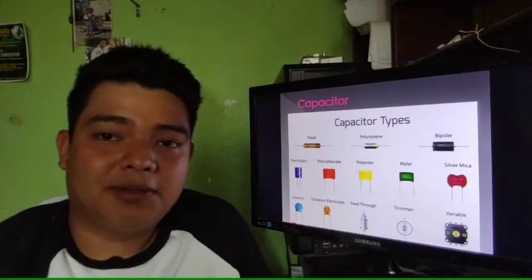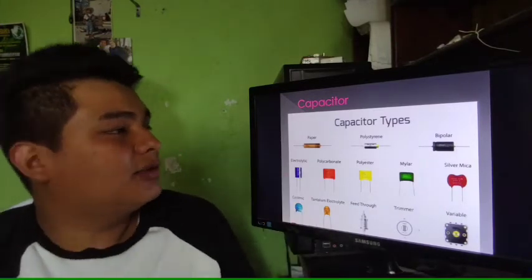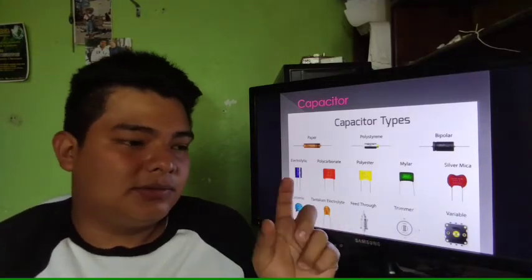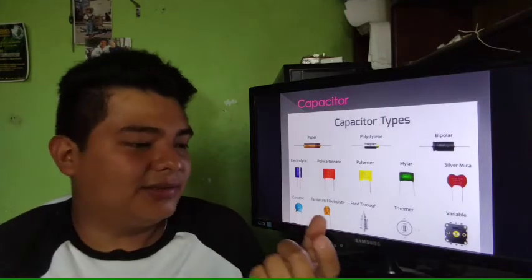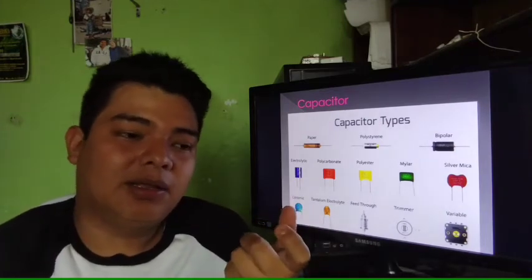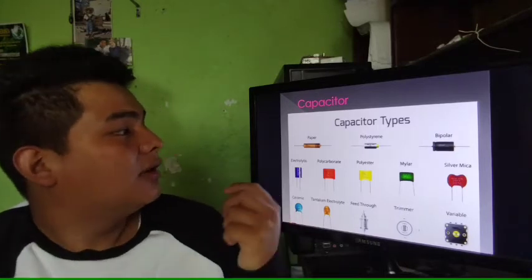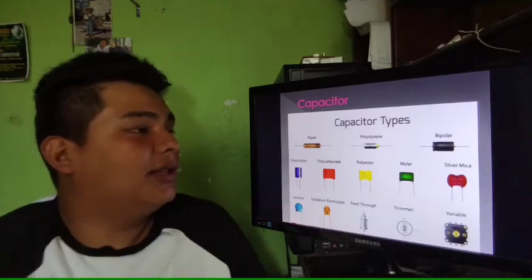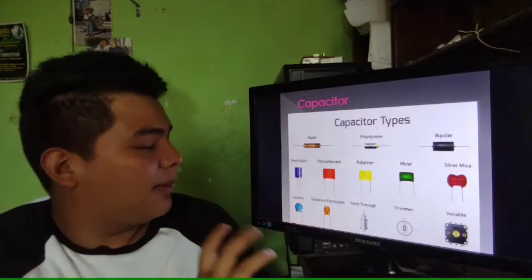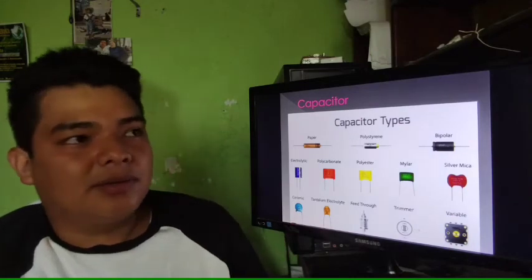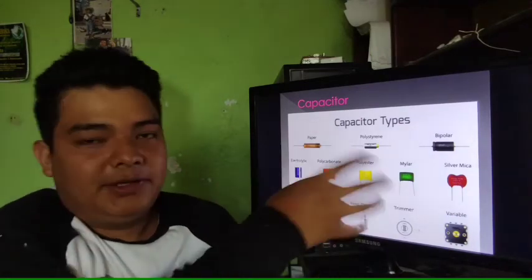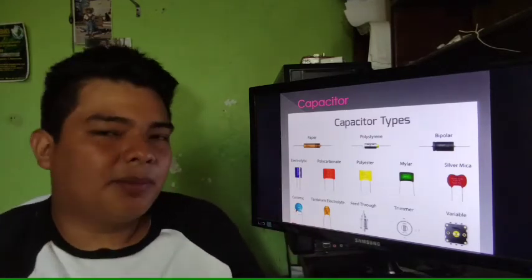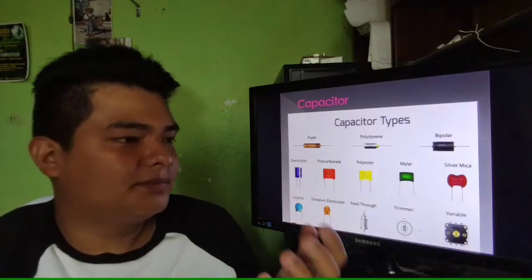Another component of basic electronics is the capacitor. If you connect a capacitor to a power supply, the capacitor charges with an electric charge. Other types of capacitors are paper or polystyrene, bipolar, ceramic, and electrolytic. The most common types of these components are electrolytic and ceramic capacitors.